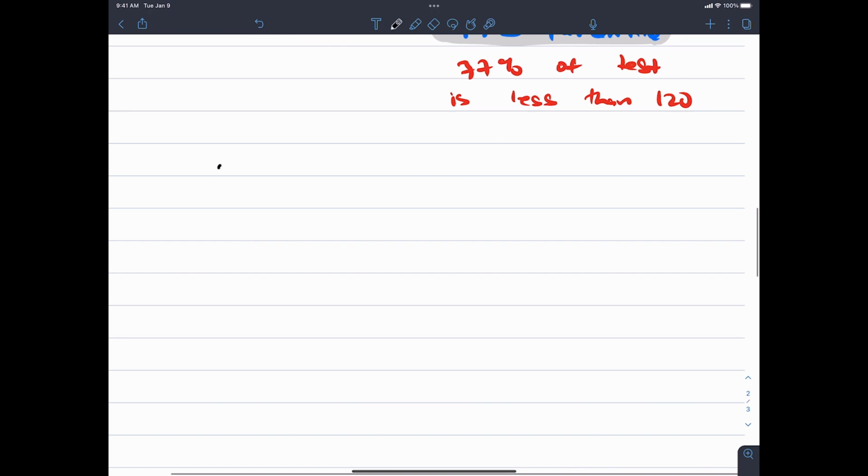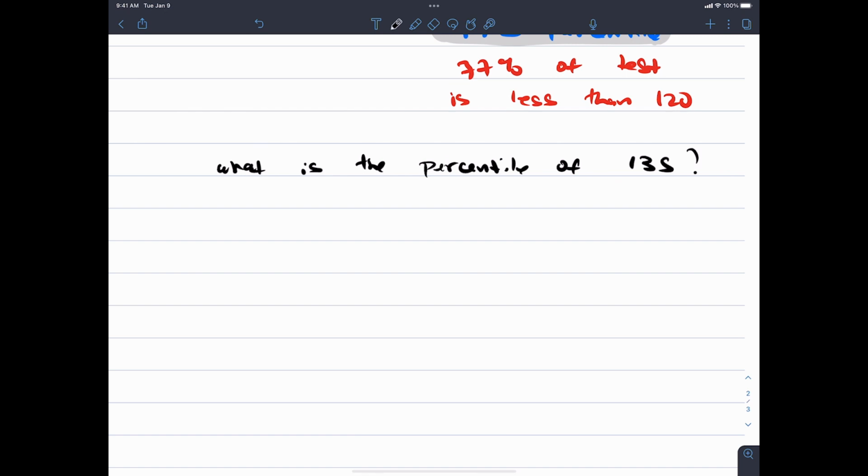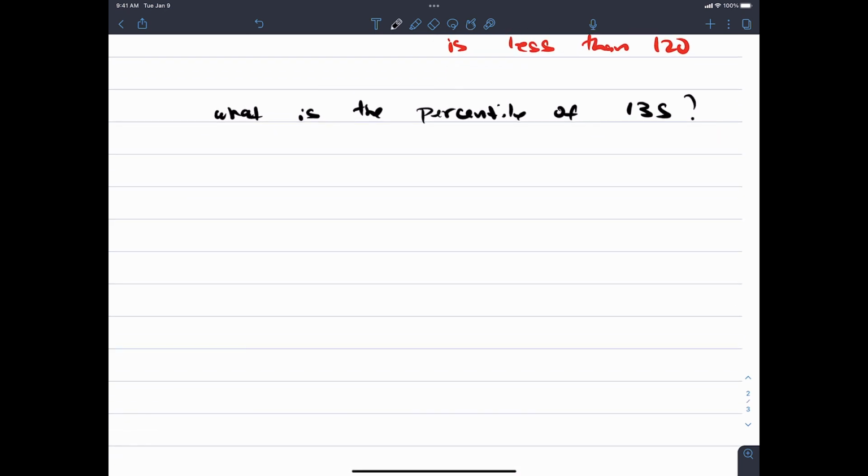Hold on here. I'm going to ask you guys another question. What is the percentile of the data score 135? Okay. And of course, what do you guys need?